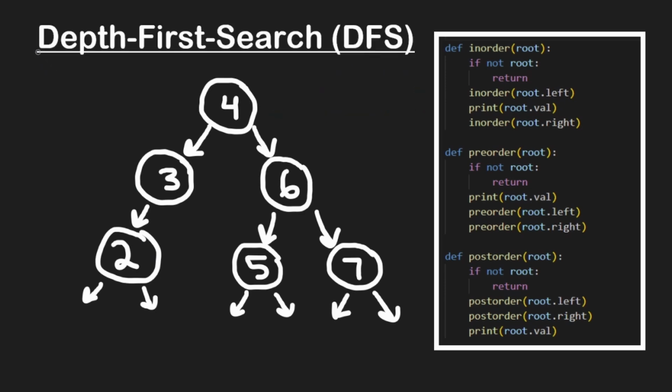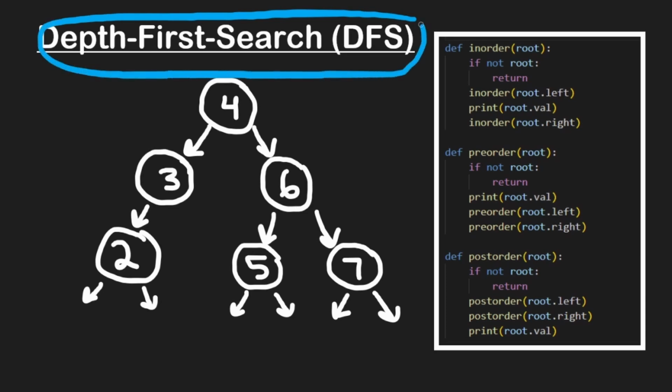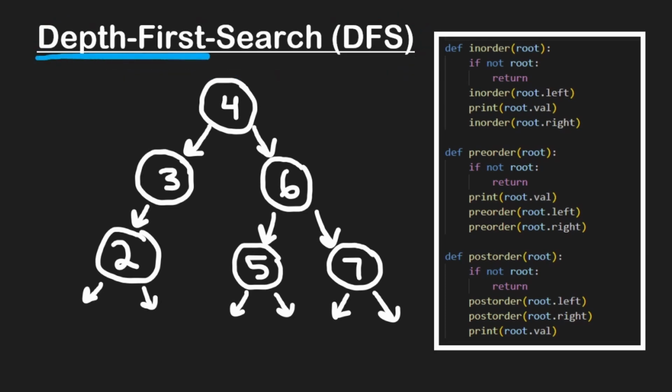Now, believe it or not, we just talked about probably the most common algorithm when it comes to coding interviews, and one of the most common algorithms in general. It's called depth first search, aka DFS for short. All three of these recursive functions are examples of DFS. And it's pretty much like the name implies. As we search, we go depth first.